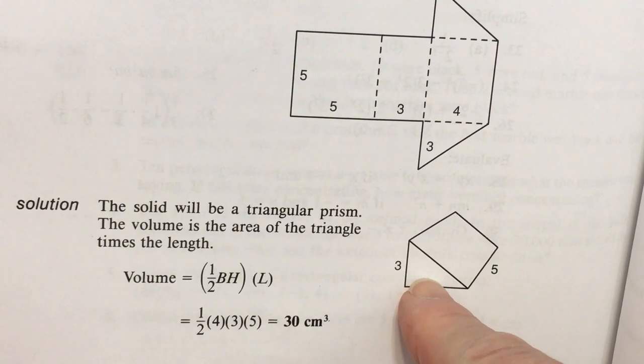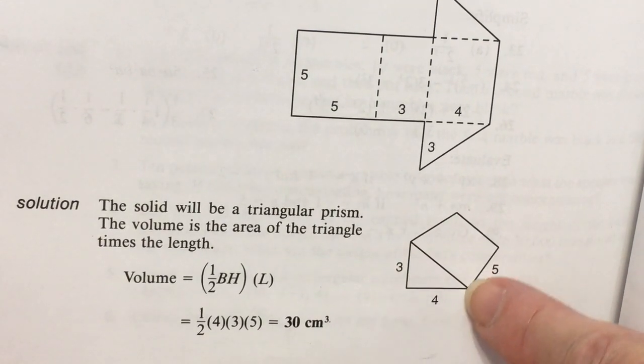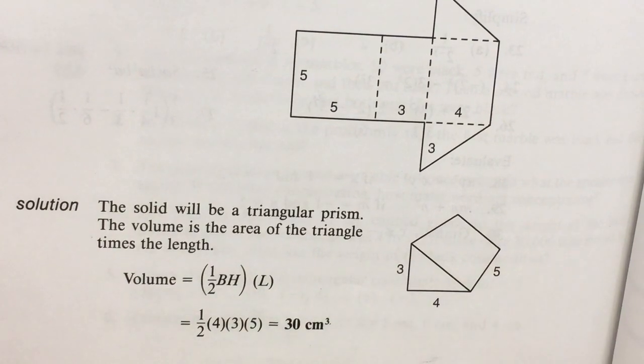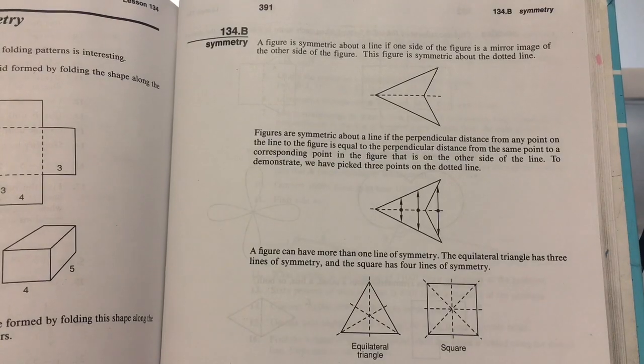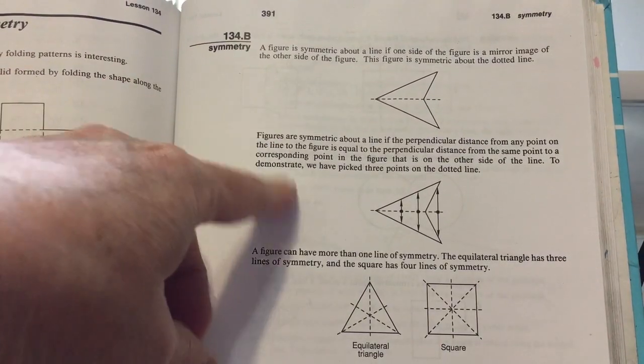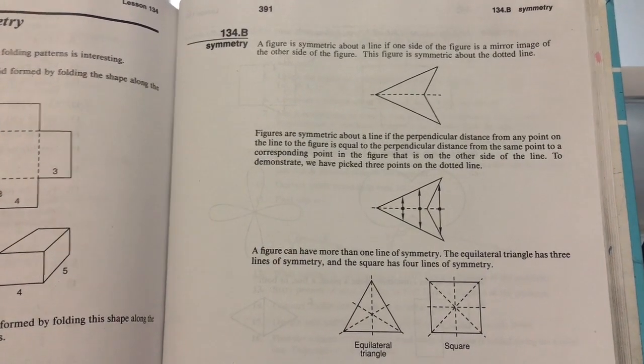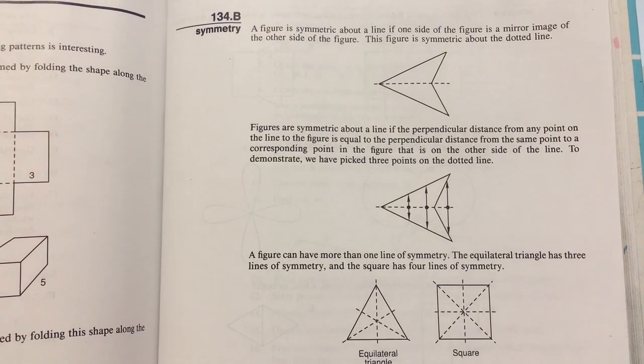So it's going to sit on that triangle, and this 5 is going to be the height, and that's how we get that calculation. So now I wanted to show you their discussion of symmetry because their pictures, again, are much, much better than I could do for you.